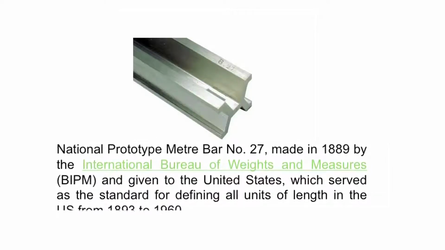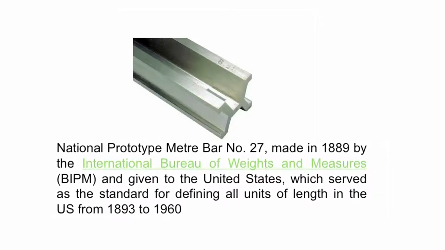The picture shows the national prototype meter bar number 27, which was made in 1889 by the International Bureau of Weights and Measures and given to the United States, which served as a standard for defining all units of length in the US from 1893 to 1960.